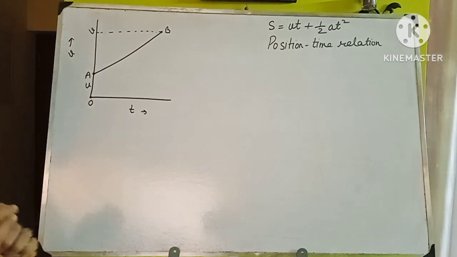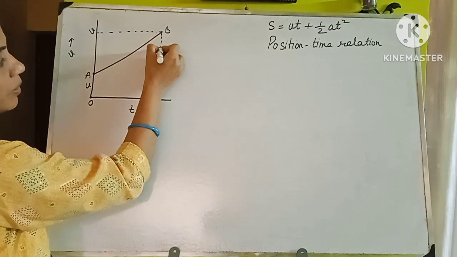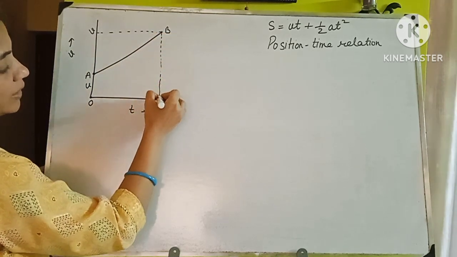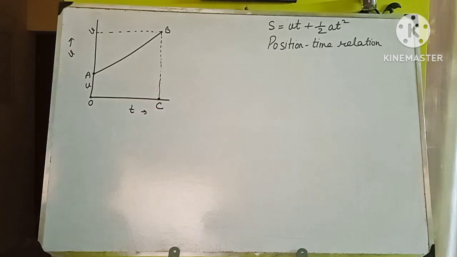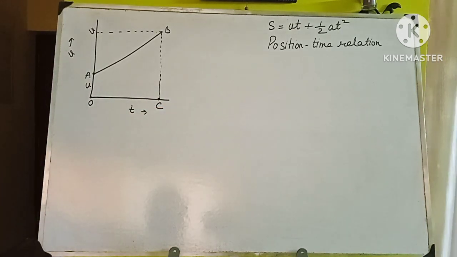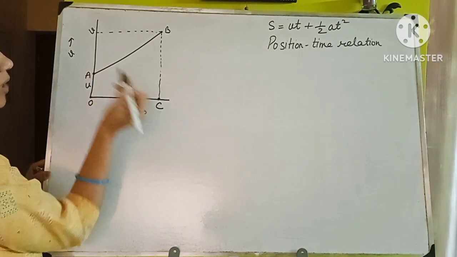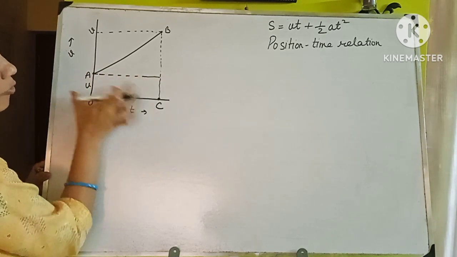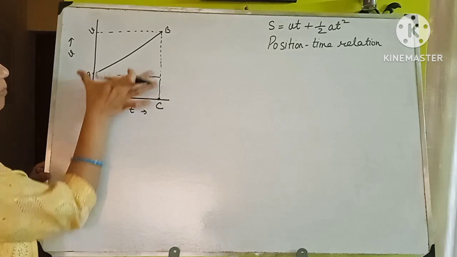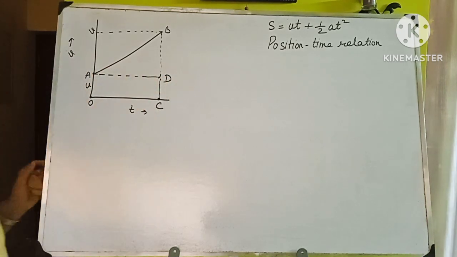We will do some simple constructions for our derivation. The construction is to draw a line perpendicular from B on the time axis. Mark this as C. And one more construction, a line parallel to the time axis from A. Mark this as D.